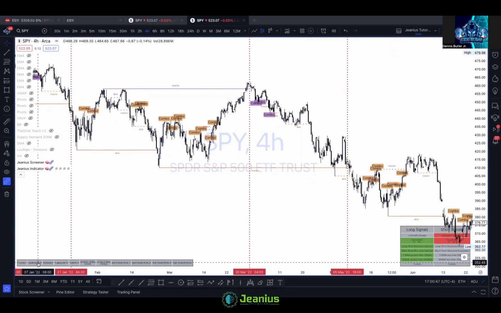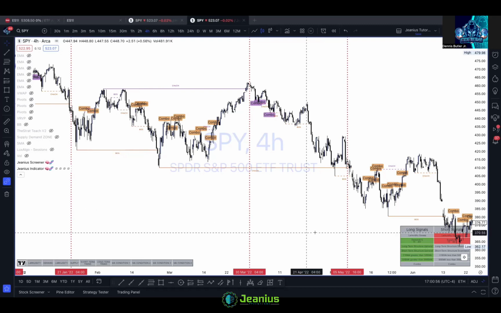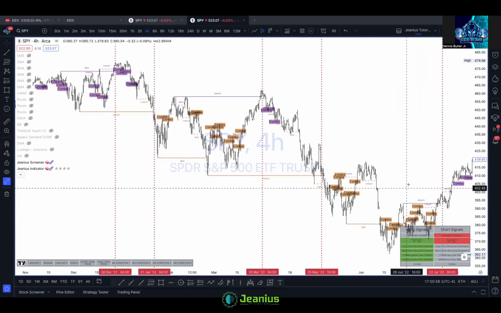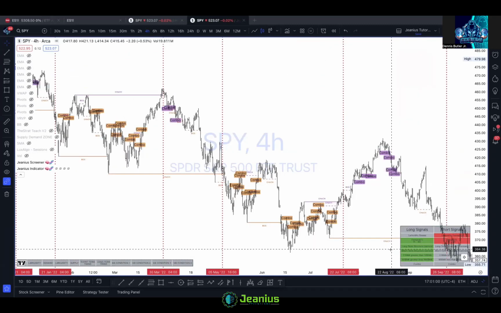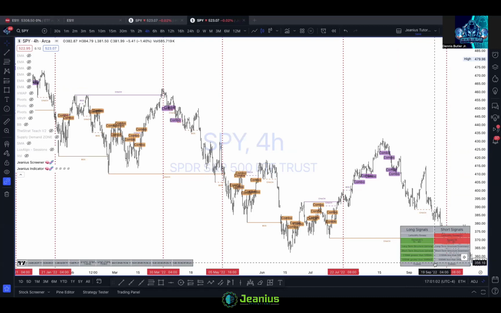Okay, so here's another good example. What you're seeing right here is absolutely nothing. That means that these combinations aren't popping up on any chart, which is interesting. Do I have something wrong? Oh, I do have something wrong, but I noticed that.